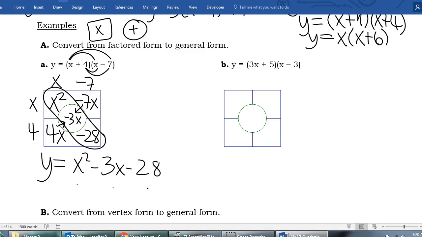Second one, we're going to do the same thing. I'm going to go through this one a little quicker. So I'm going to put one factor on the side, 3x and 5. One factor on the top, x negative 3. Doesn't matter which one's on the top, which one's on the side.